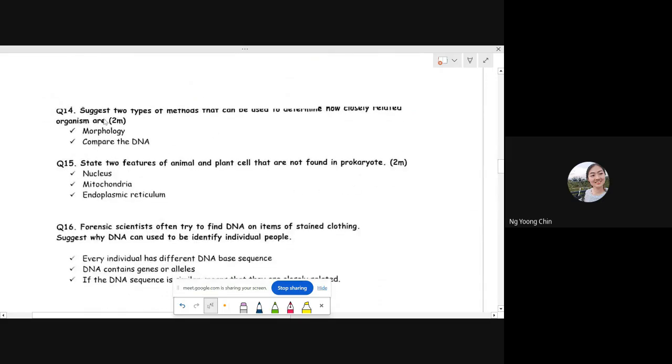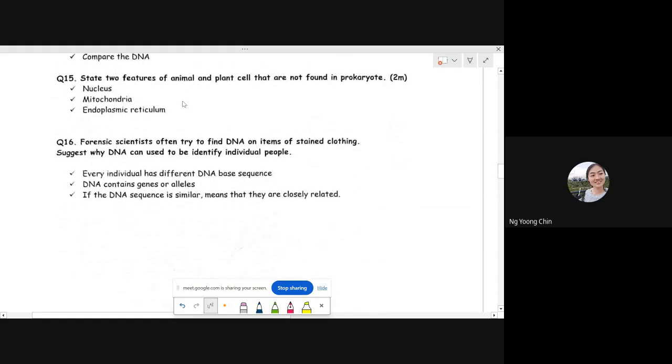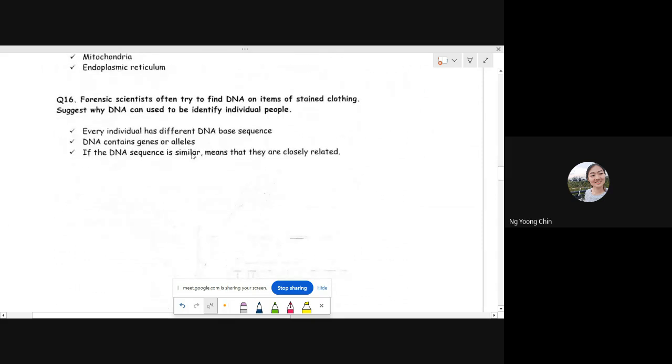And then suggest two types of methods that can be used to determine how closely related organisms are. So you can compare the DNA-based sequence, but the most accurate one will be the DNA-based sequence compared with the morphology or anatomical structure. Yeah, and then any other question? Okay, forensic scientists often try to find the DNA on the item of stained clothing, suggest why DNA can be used to identify the individual people.